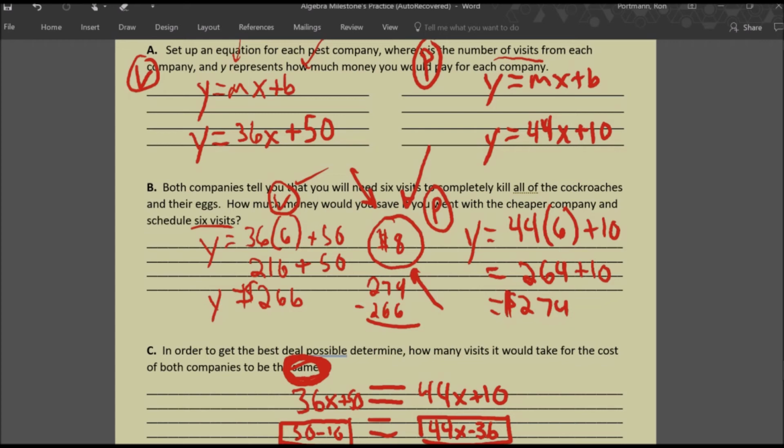Which number times 8 gives you 40? x equals 5. What does that mean? You write this underneath there to impress all the little people that are grading this: at 5 visits, the cost for both companies would be the same amount of money. And if you plug 5 in there, you'd be able to see exactly how much money that is. We're going to move on to the next question. This just asks at how many visits would the cost be the same? It'd be the same at 5.